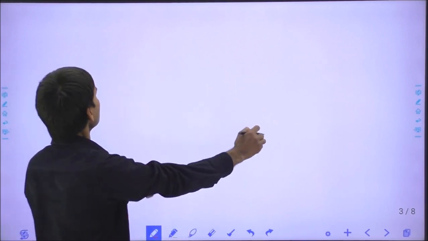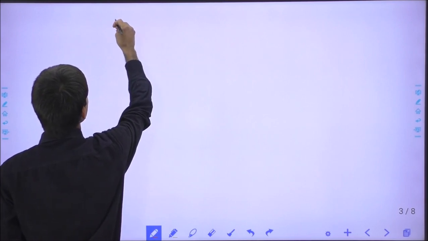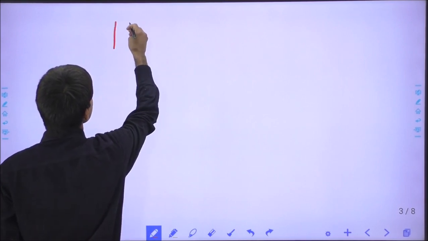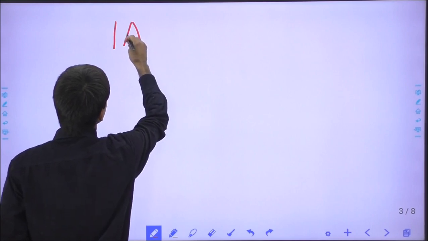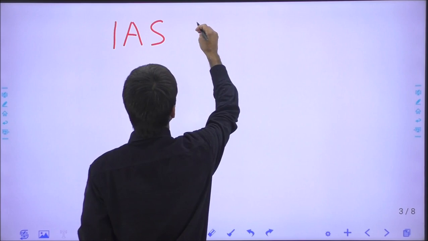This is the analysis of general studies question paper 4. You know what the requirements of UPSC are and what kinds of standards or expectations we must have.